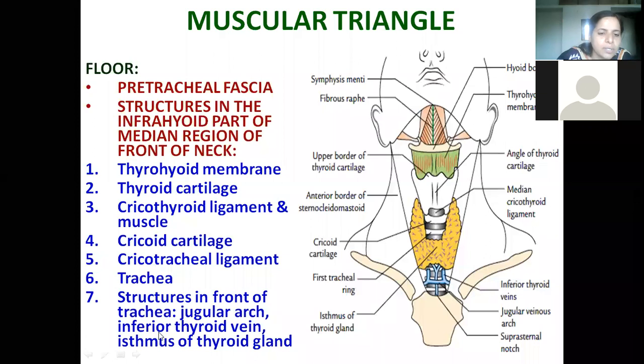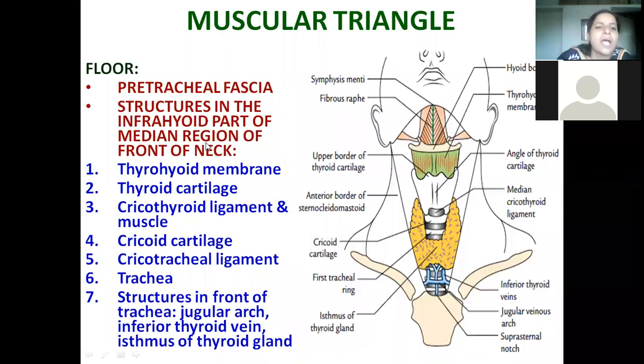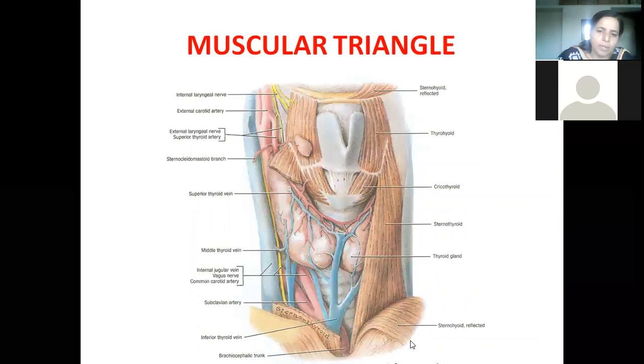So all these structures will be seen as floor contents in the muscular triangle. So these are the structures in the floor. The roof has been dissected stepwise. Skin is removed, superficial investing layer is removed, platysma muscle is removed, sternohyoid is removed. Then you are finding sternothyroid, thyrohyoid. If you cut that, you are finding the lobes of the thyroid gland, isn't it?